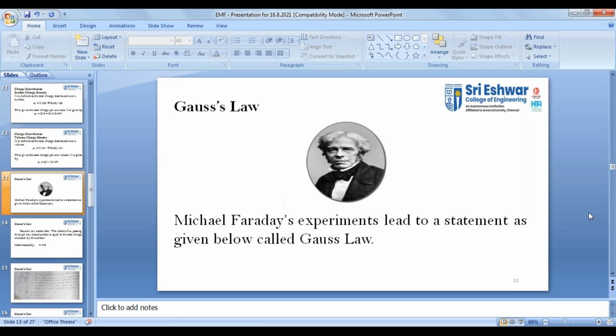Now we will move on to the next important law, which is Gauss law. Gauss law statement and proof. With that, we will try to stop our class today. So Gauss law: Michael Faraday's experiments lead to a statement as given below, which we call Gauss law. So who is the scientist? This is Michael Faraday. He has done a lot of experiments, and he has given some statements, from which this Gauss law has been formulated.